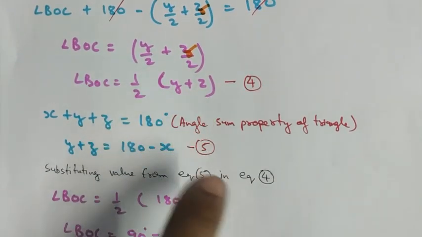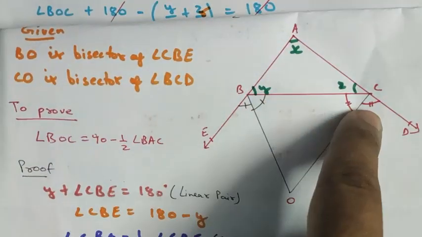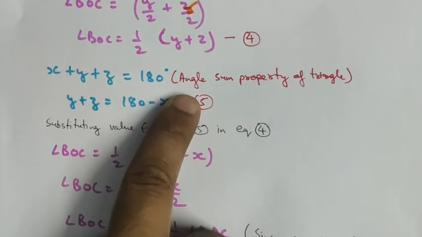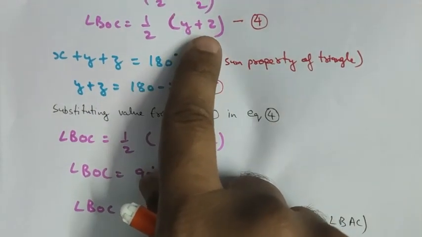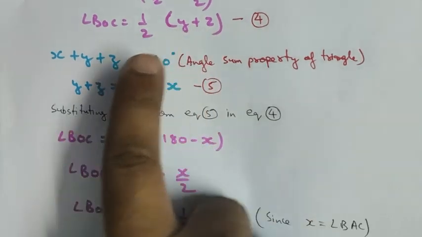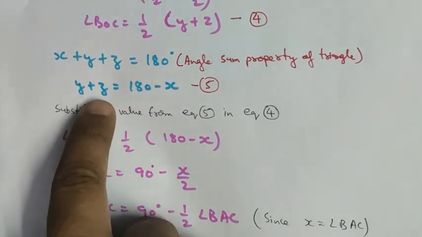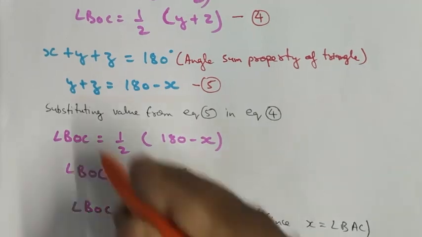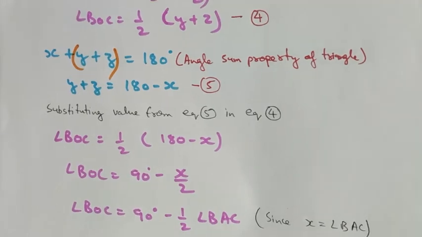Now again in the given question, ABC is a triangle, so by angle sum property, X plus Y plus Z equals 180 degrees. So here I have used that property: X plus Y plus Z is equal to 180 degrees, that is the angle sum property of triangle. Since in equation number 4 we have Y plus Z, we will convert this equation in terms of Y plus Z. So Y plus Z from this equation will be 180 minus X, since X will be transposed to the right side. Got it? So we get Y plus Z equals 180 minus X.